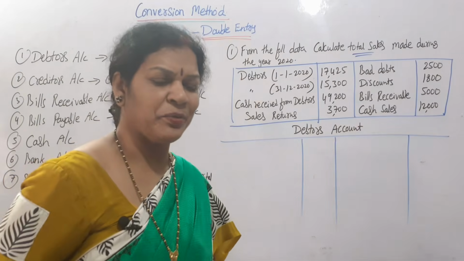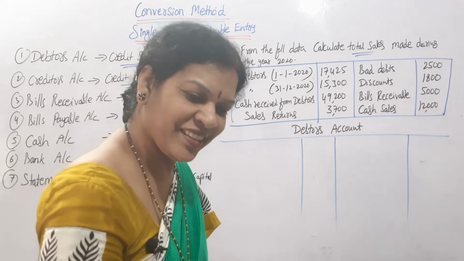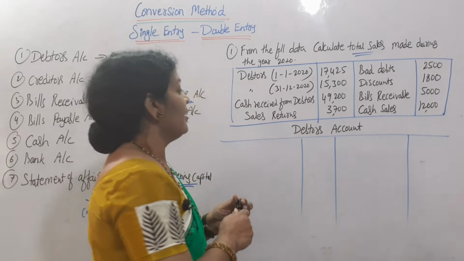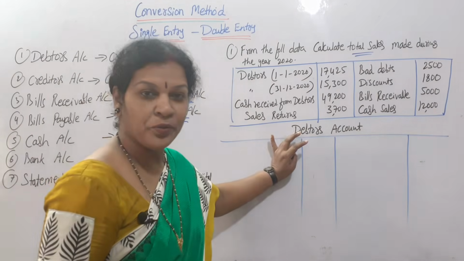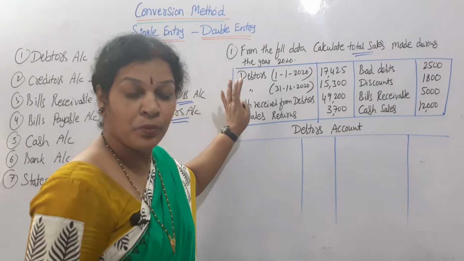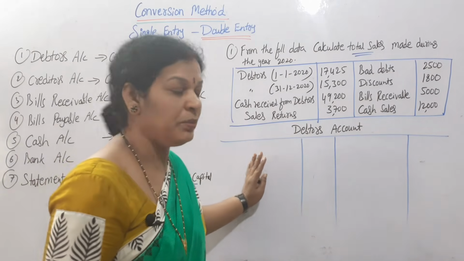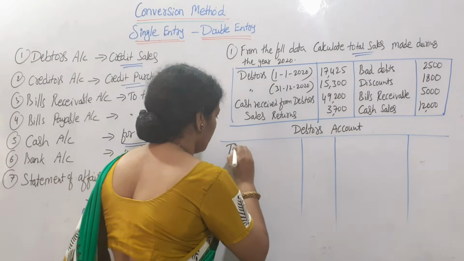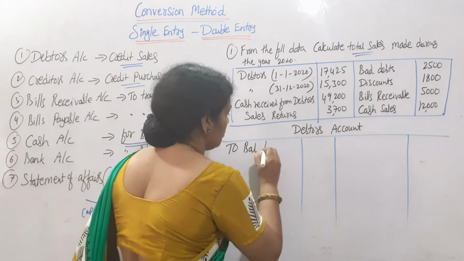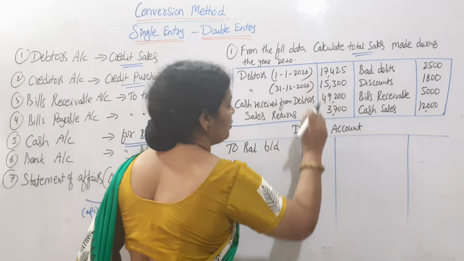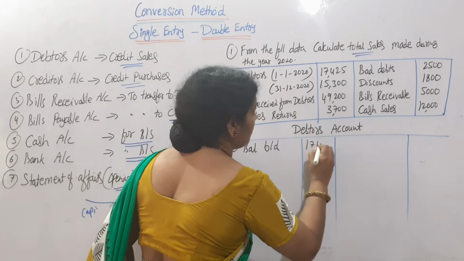Stick is also not required. Yes, I will keep it aside. Yes. Now debtors account opening. Always start with the opening balance. When opening an asset account, the balance will be on the debit side only. To balance brought down. To balance brought down. How much is it? 17,425.